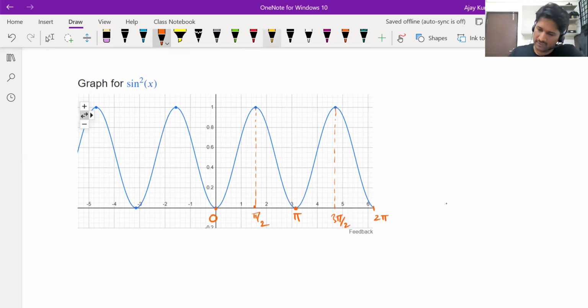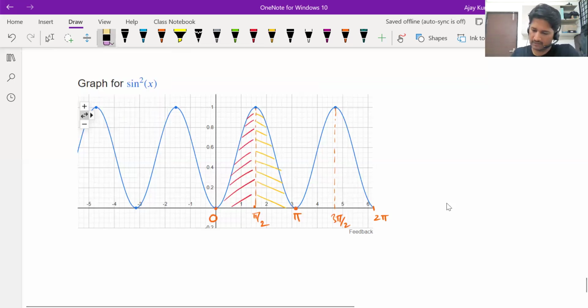Now you look at the graph and tell me, the values that it takes in the interval 0 to pi by 2, are they the same as the values that it takes in the interval pi by 2 to pi or not? That red part and yellow part, are they the same values or not? They are, sir. Yes, same. That means whatever is the average from 0 to pi by 2, the same will be the average from pi by 2 to pi. And the same will be the average for both the intervals combined also.